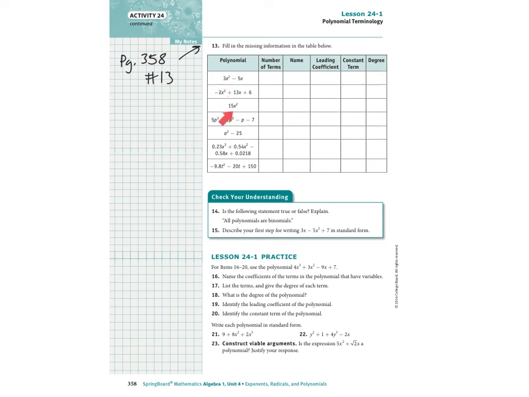You have all these different examples of polynomials: a binomial, a trinomial, monomial. We go through. I want you to tell me the number of terms, what that name is, what we just learned, like monomial, binomial, trinomial, polynomial. I want you to tell me the leading coefficient. I want you to tell me what the constant term is, and I want you to tell me the overall degree. What's the degree of the polynomial? All right, so that's our homework for tonight. We're going to come back tomorrow and talk about that.